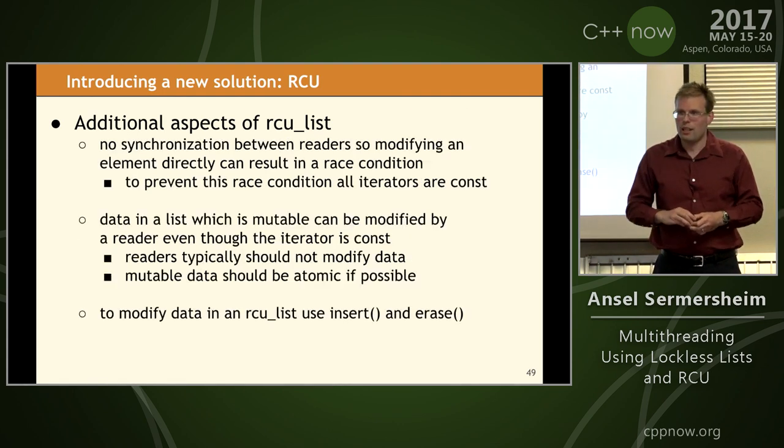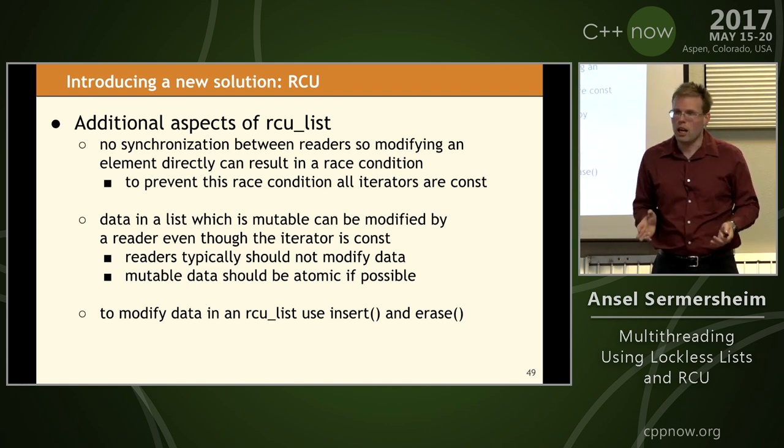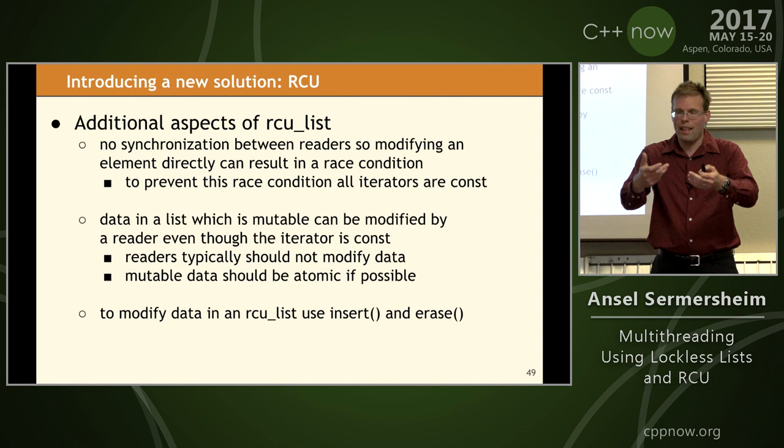Since there's no synchronization between the readers of an RCU list, modifying an element directly would be a problem. You would be causing a race condition because locking a list for read doesn't actually lock anything. It doesn't exclude any other access. So to prevent this, all iterators are const, because we really don't want you to be able to modify the data stored in the list. Recall the way to modify data in the list is to make a copy and update the pointers and insert it in that location in the list.